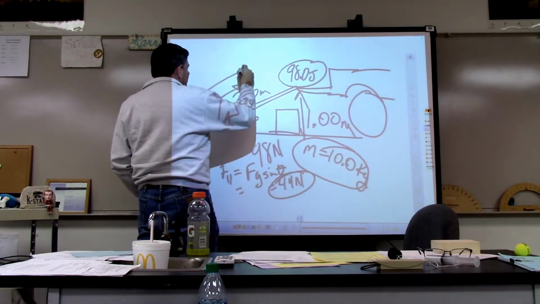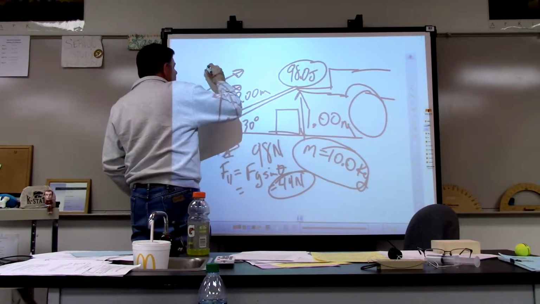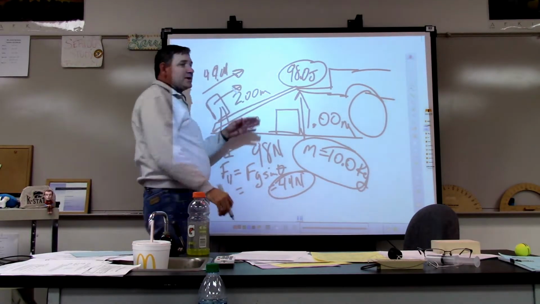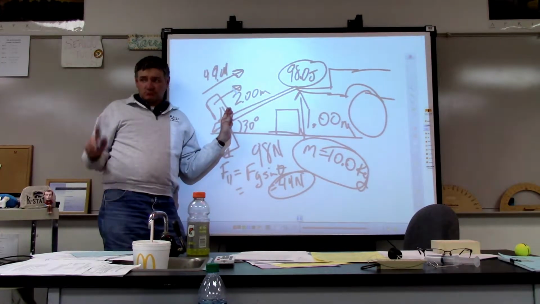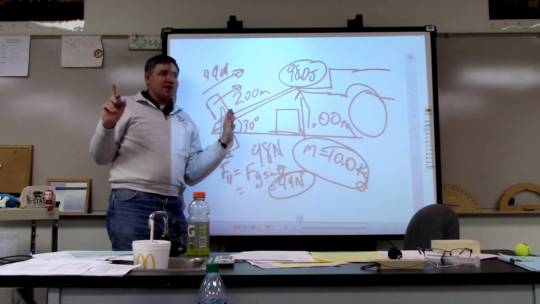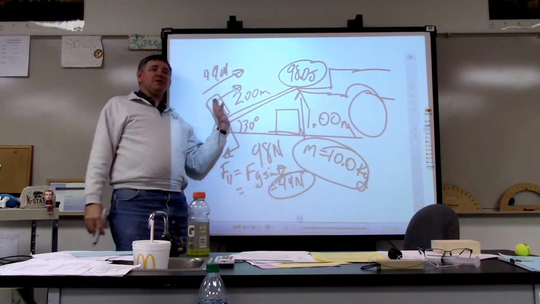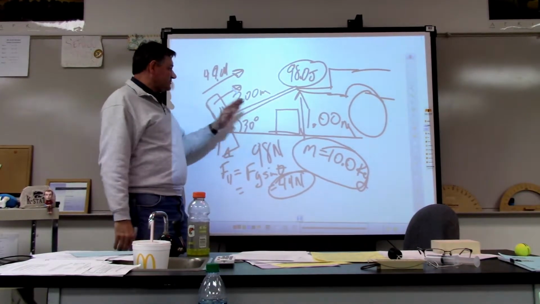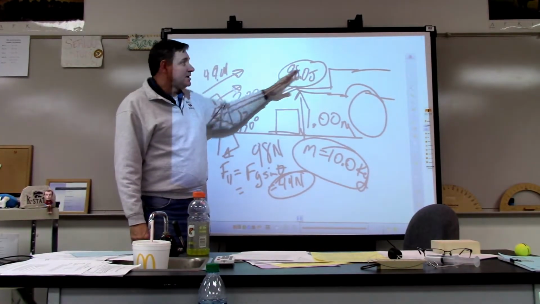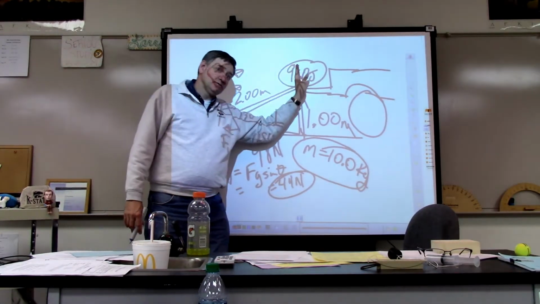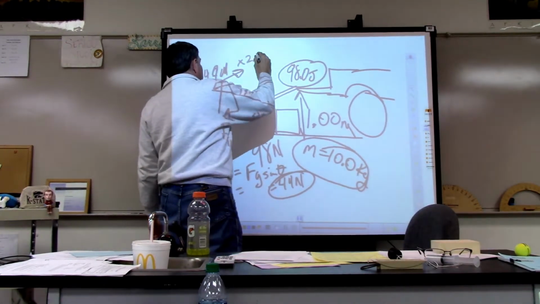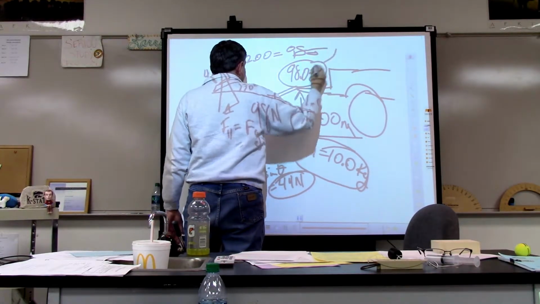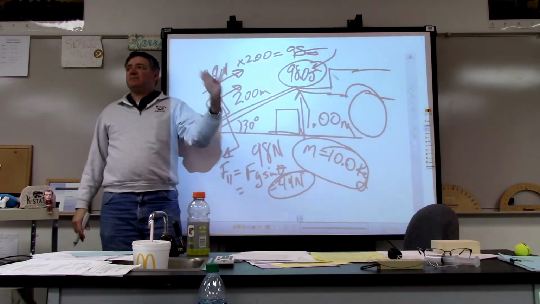So, here's the deal. I'm going to apply this force of 49 newtons. Okay? So I am going to apply less force here, but I have to apply that force over a longer distance. So now instead of taking 98 newtons times 1 meter, now I'm going to take 49 newtons times 2 meters. Which oddly enough gets me 98. So I did the exact same amount of work.